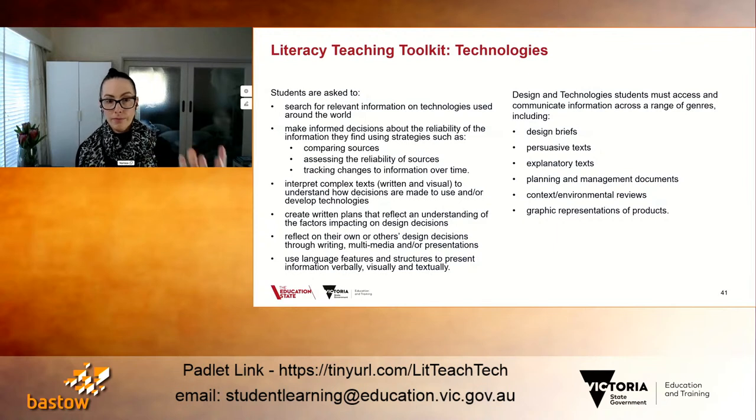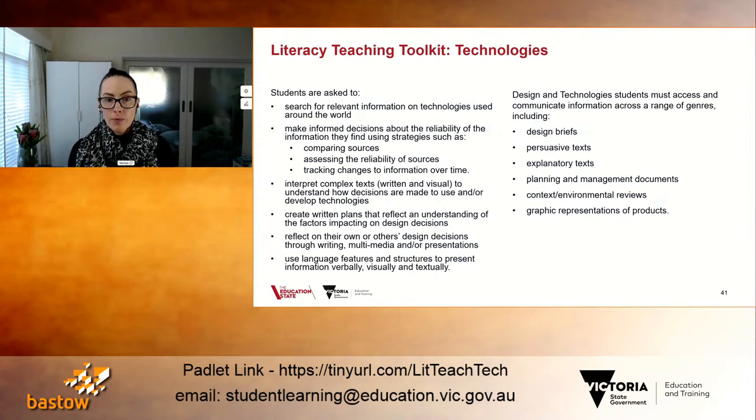Goodness me, that is a life skill at the moment. Tracking changes to information over time. Create written plans that reflect an understanding of the factors impacting design decisions. So there's actually a lot of writing in here, and there's a lot of talking, a lot of listening and understanding in order to be able to create a design that suits a specific brief.